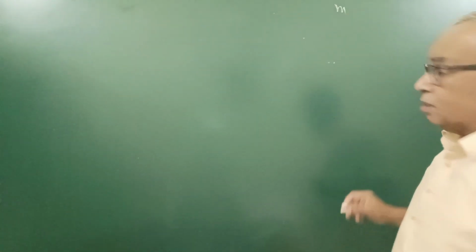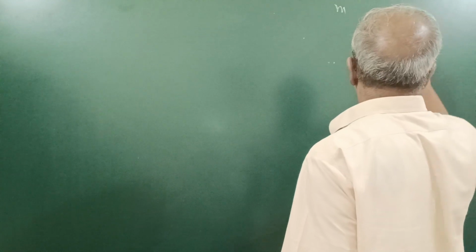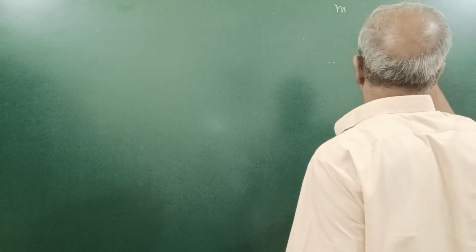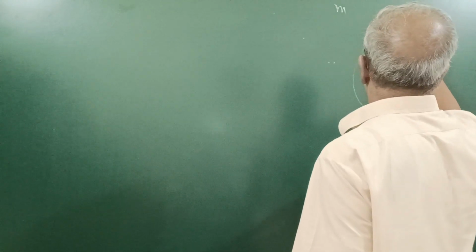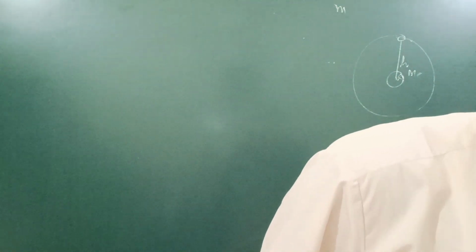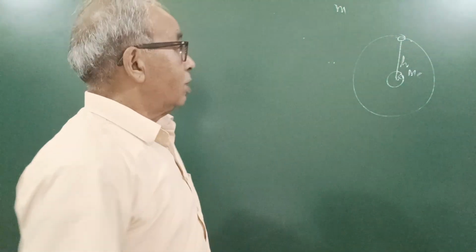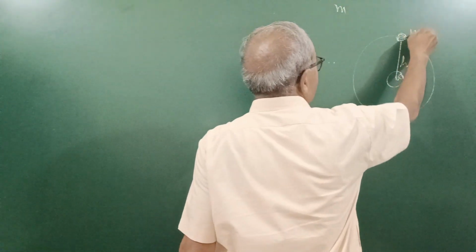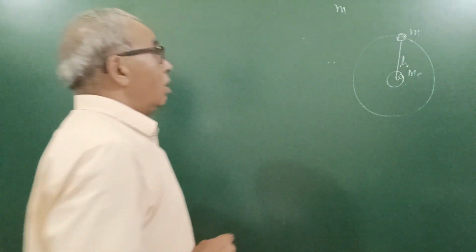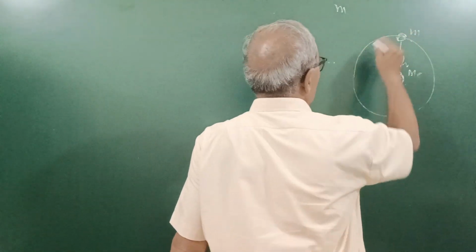A satellite of mass M is orbiting the Earth at height h from the surface. The Earth has mass ME and radius R. They are asking you for the total energy of the satellite in terms of G, small g.